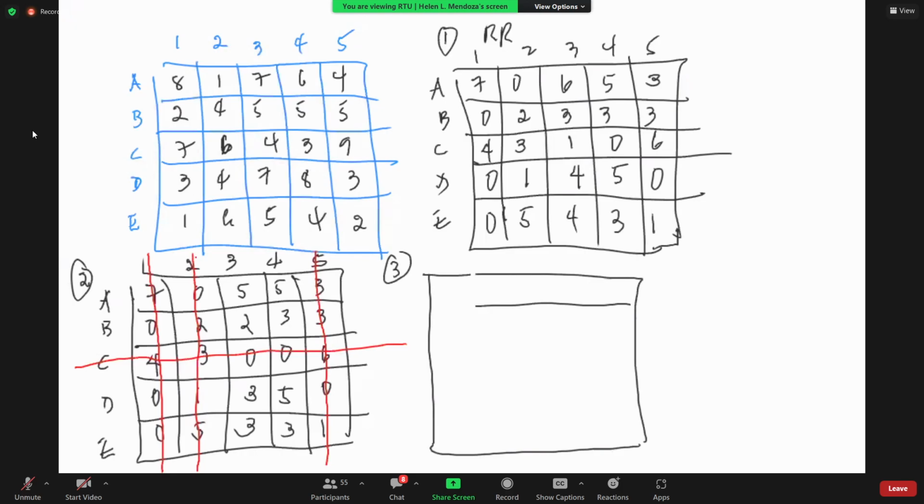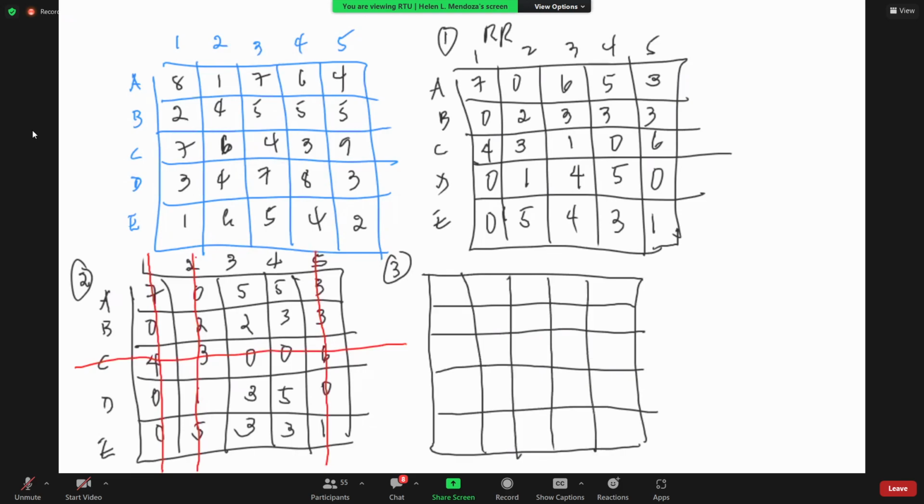One, 2, 3, 4. 1, 2, 3, 4. So A, B, C, D, E, 1, 2, 3, 4. Step 3, you may call this the further reduction step. So we reduce further. No? RF na lang. Pwede mo naman gawing FR, further reduction, para kung anong maisip mo.